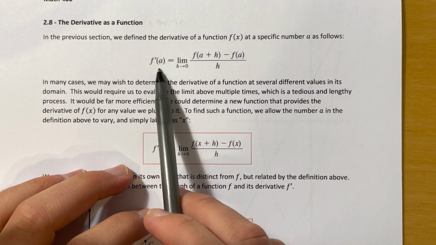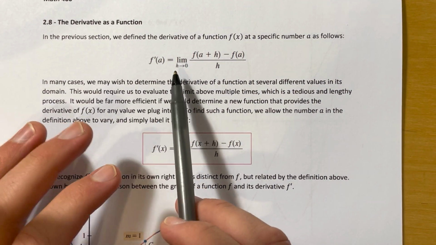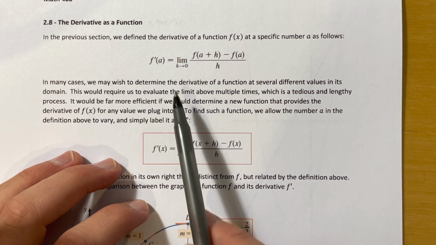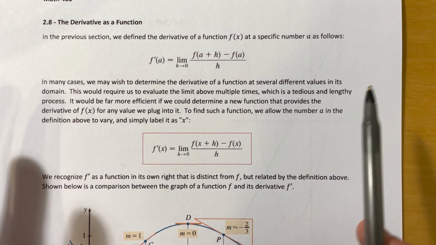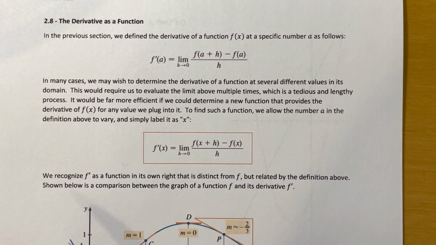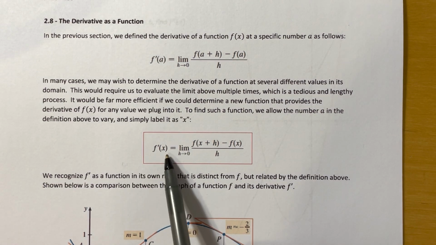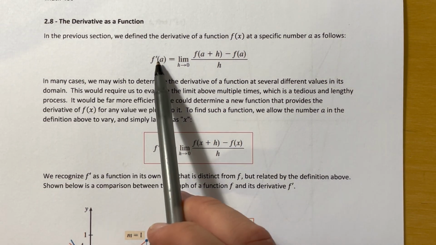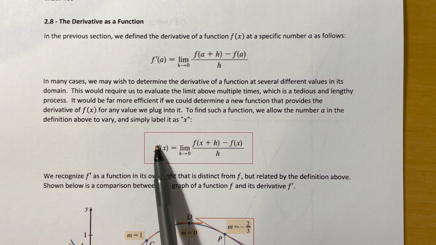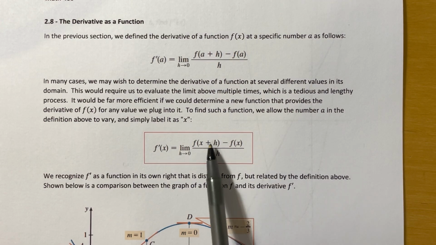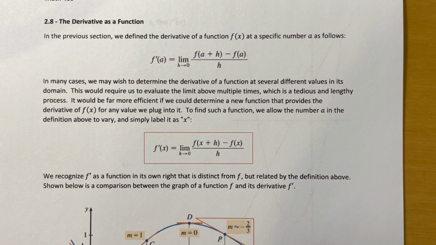Instead of thinking of a as a specific number in the domain of our function f, what we're going to do is let a vary. We're going to relabel it as an x and just assume that that x is any number from the domain of f without specifying. So instead of using a, you're going to be saying x now. F prime of x is equal to the limit as h approaches 0 of this difference quotient. Notice we replaced our a's with x's now.